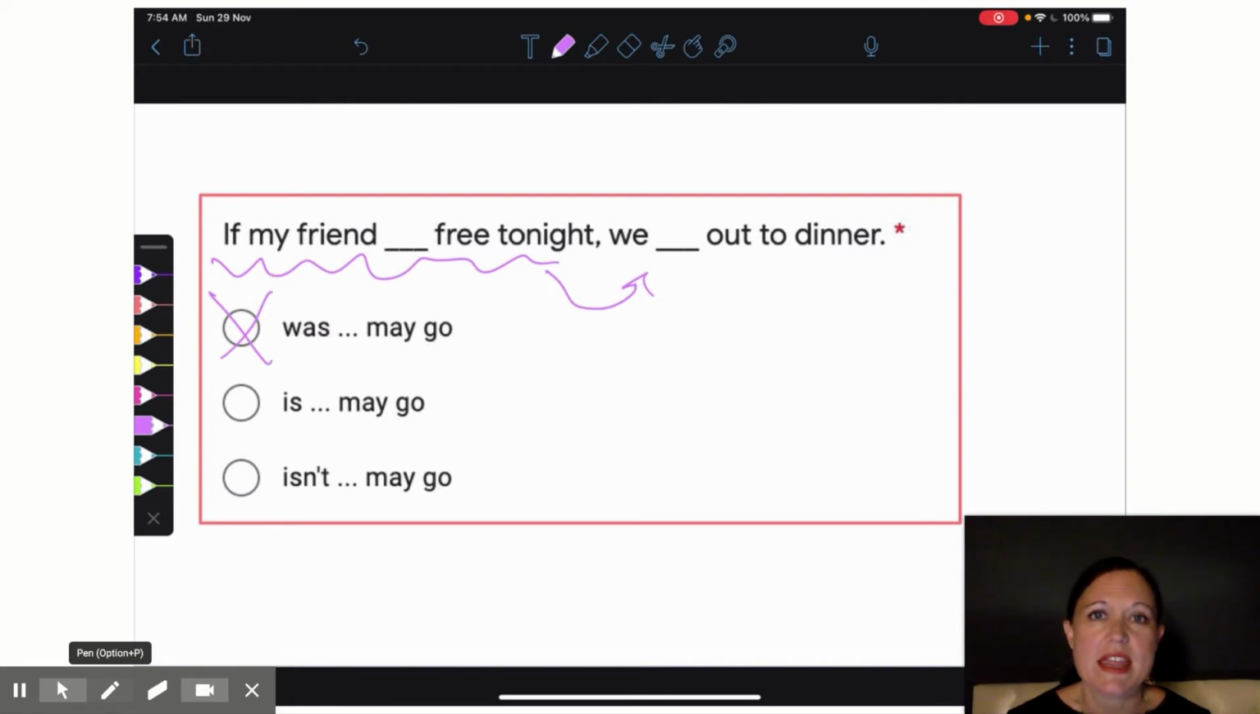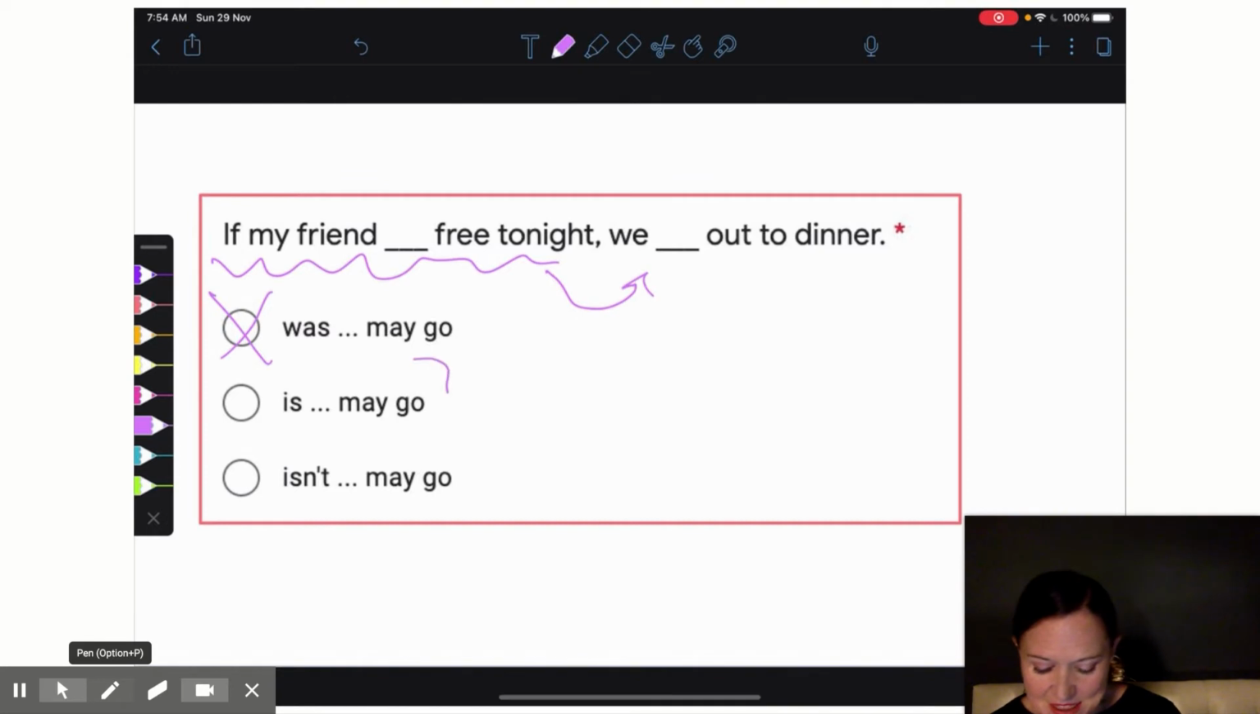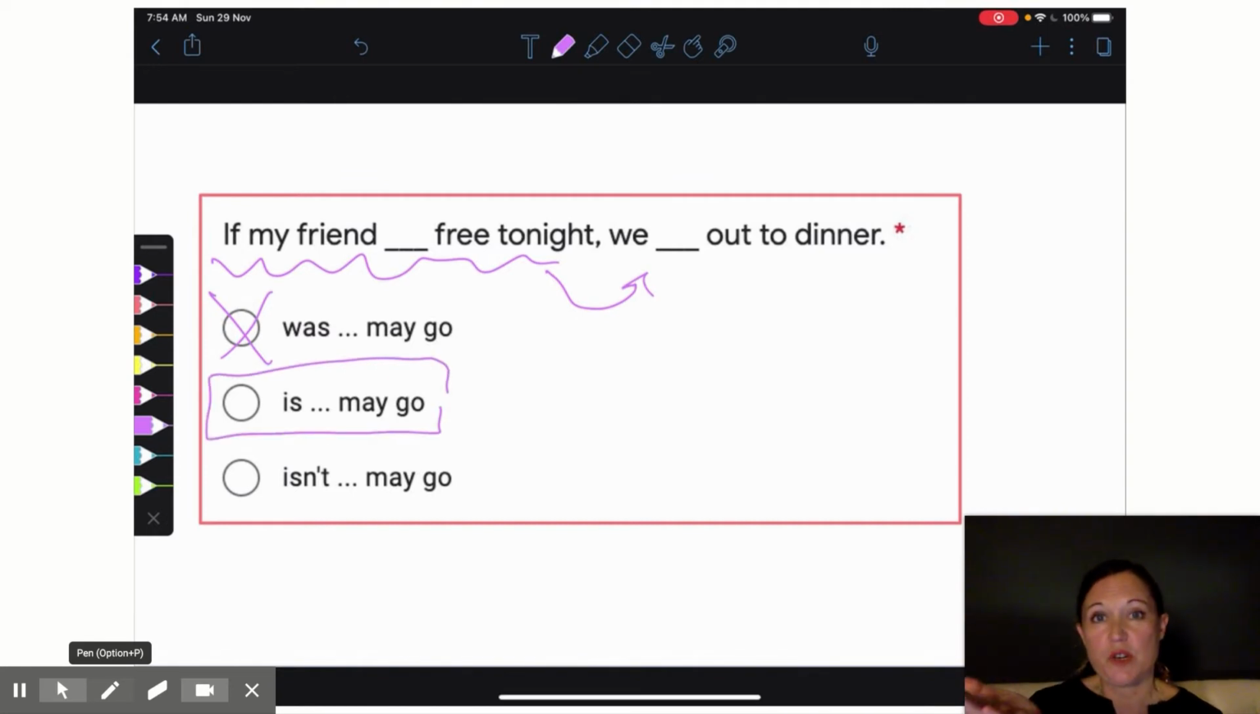Well, the only one that makes sense, that has the correct meaning, is this. If my friend is free, she doesn't have anything to do, right? She's not busy. Then the result is we may go out to dinner, right? If she isn't free, well, then we can't go out to dinner because she's got other plans. So we have to look at the meaning. If the condition is met, then there is a result, right?